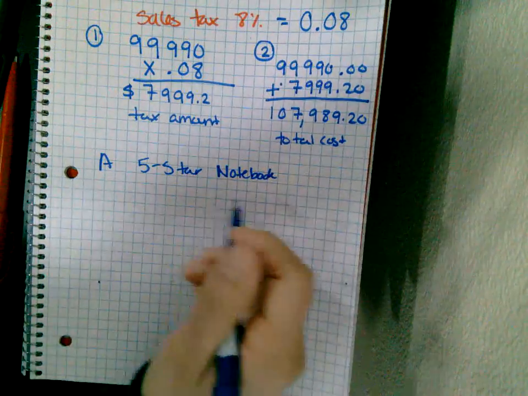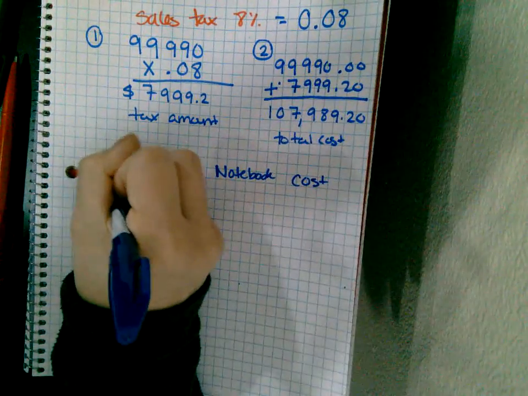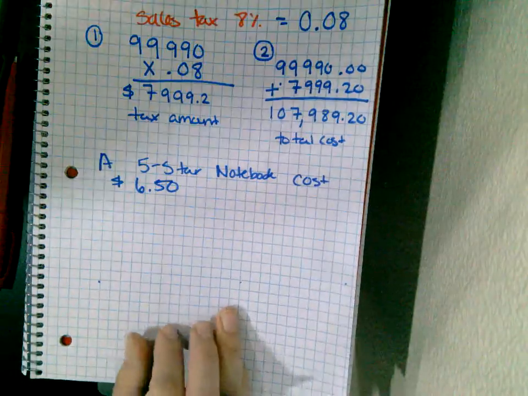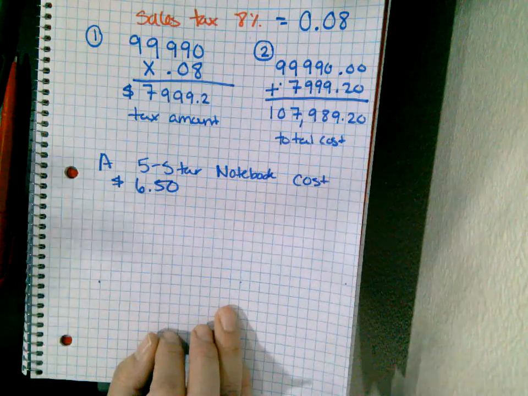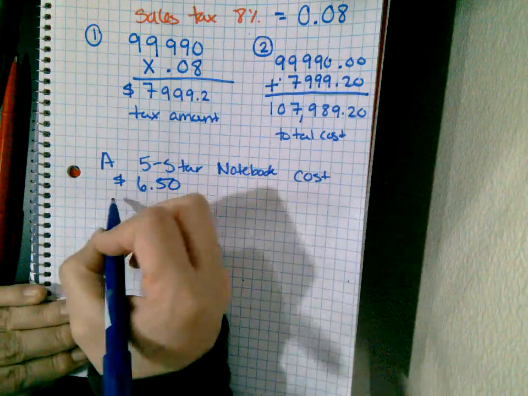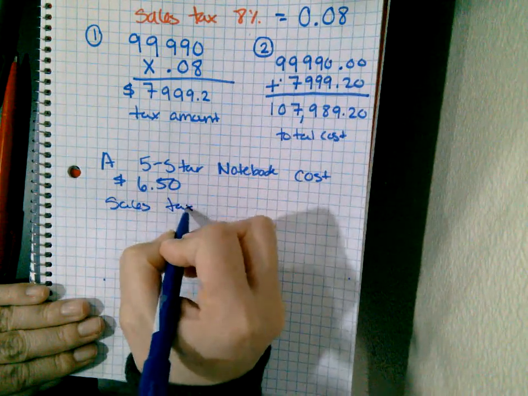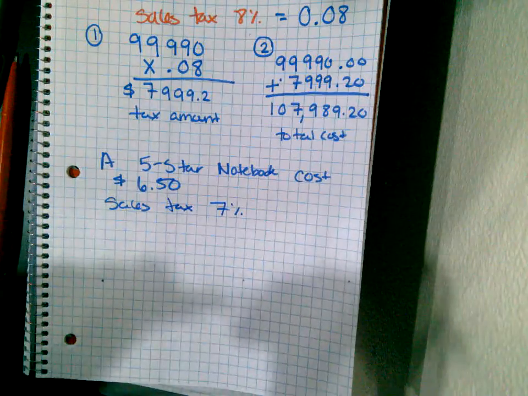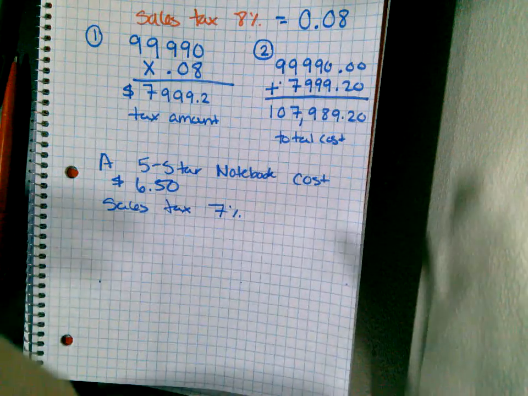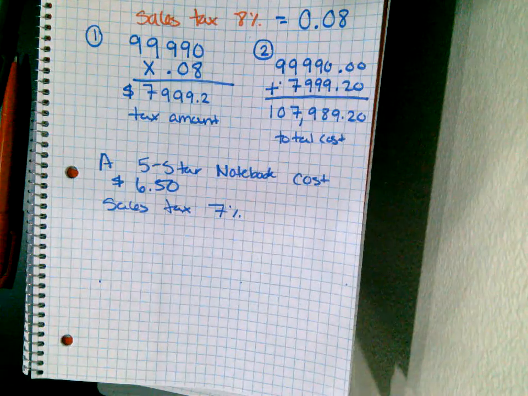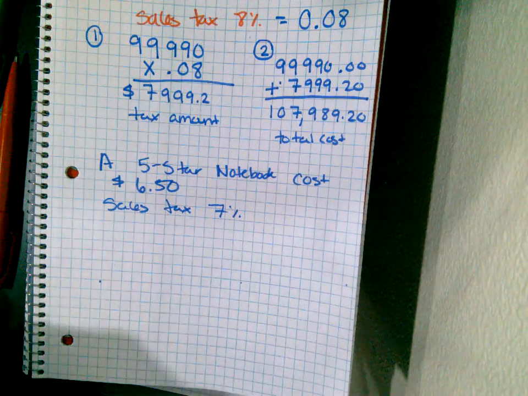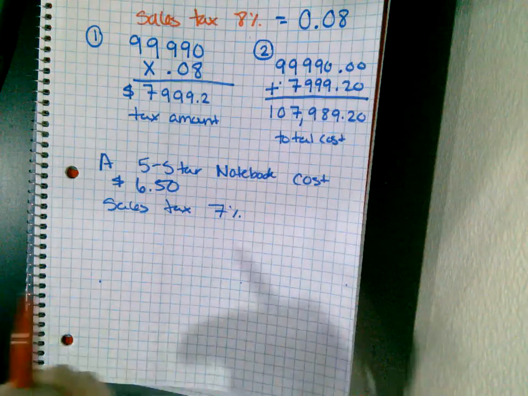Okay, a 5-star notebook costs, let's say, $6.50. One of those big, thick notebooks you can maybe use for 2 classes. Let's say the sales tax is 7%. This is something typical. It could be toilet paper, $6.50 for a pack. There are a lot of things you can buy for $6.50, like a combo at McDonald's, maybe.